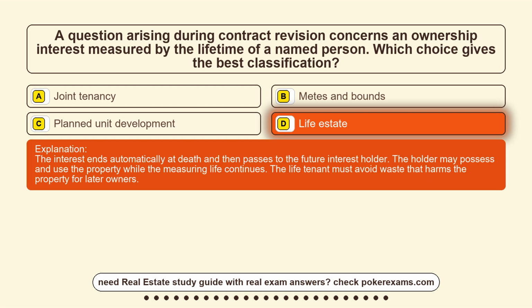The interest ends automatically at death and then passes to the future interest holder. The holder may possess and use the property while the measuring life continues. The life tenant must avoid waste that harms the property for later owners.